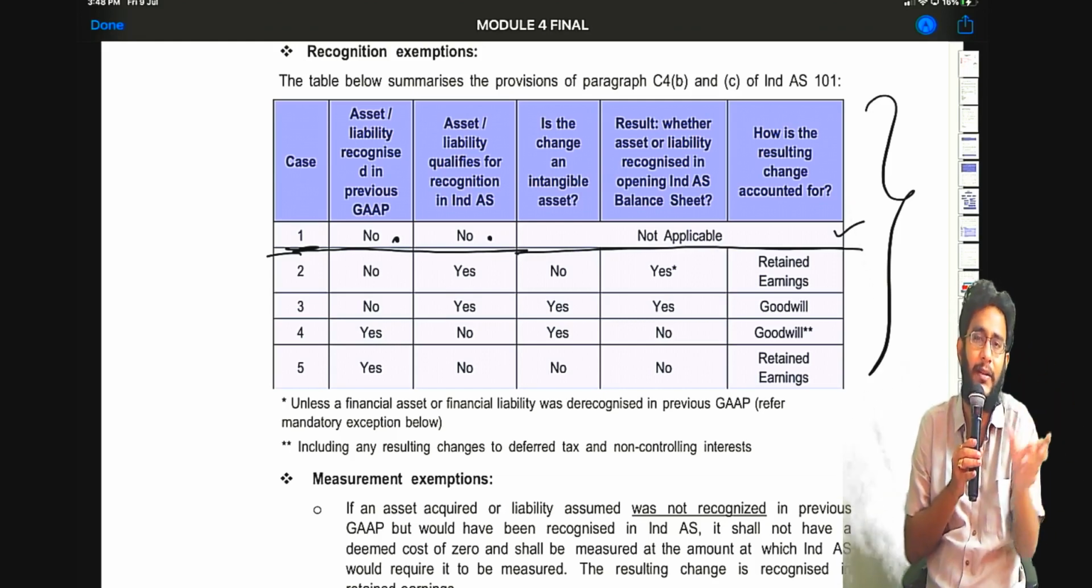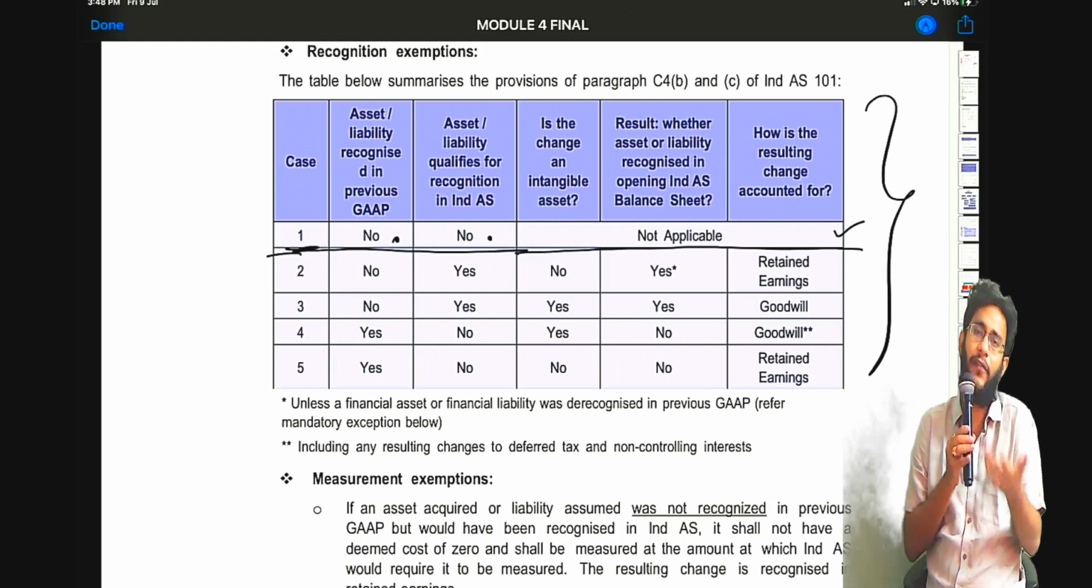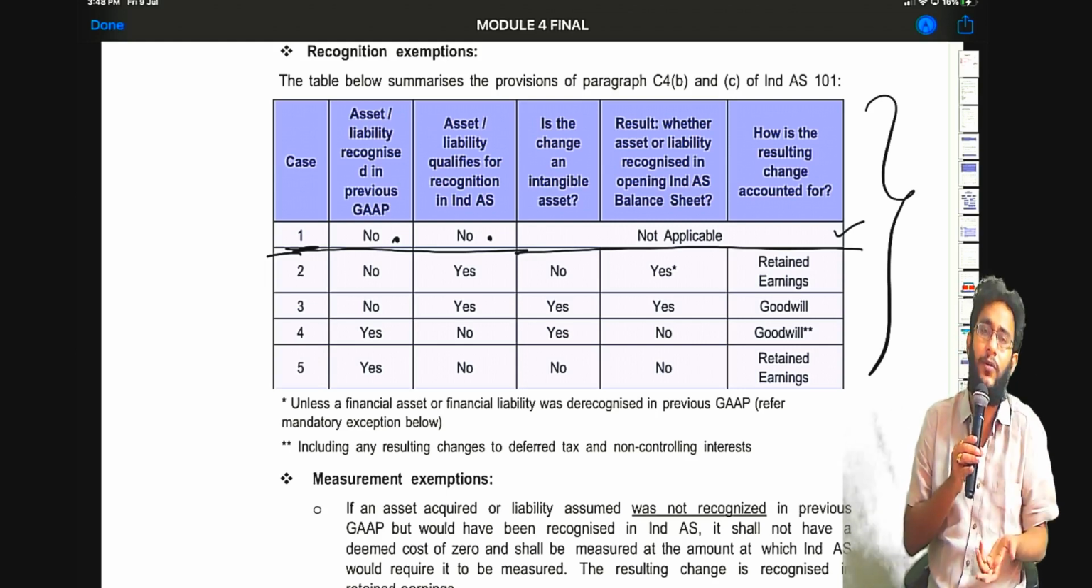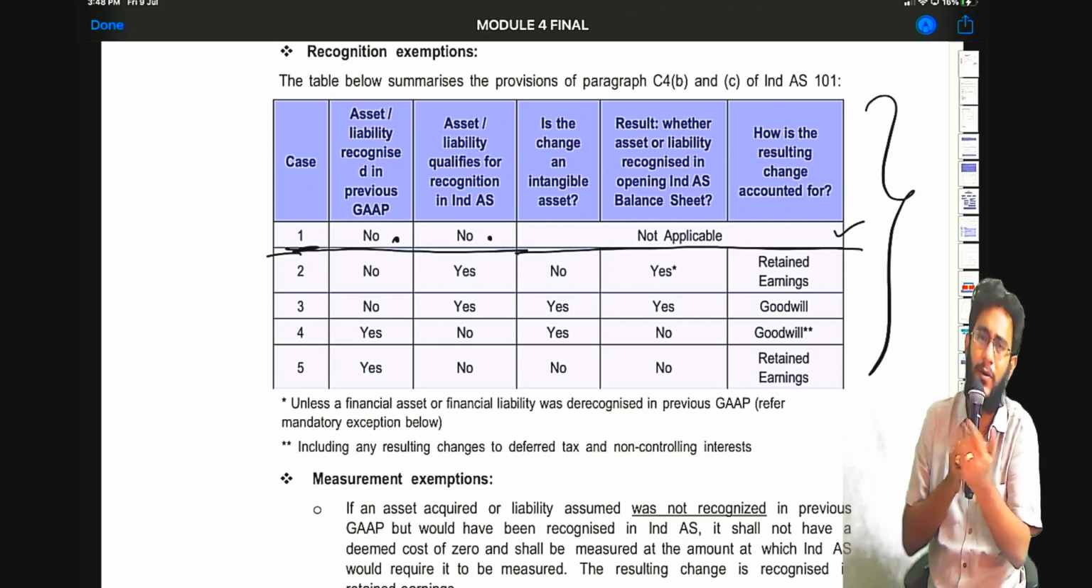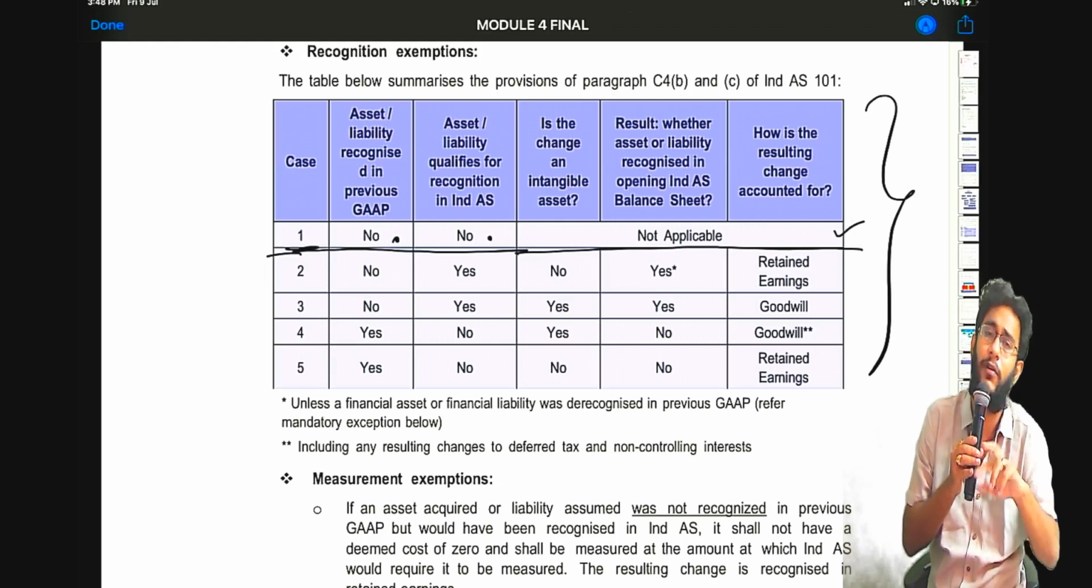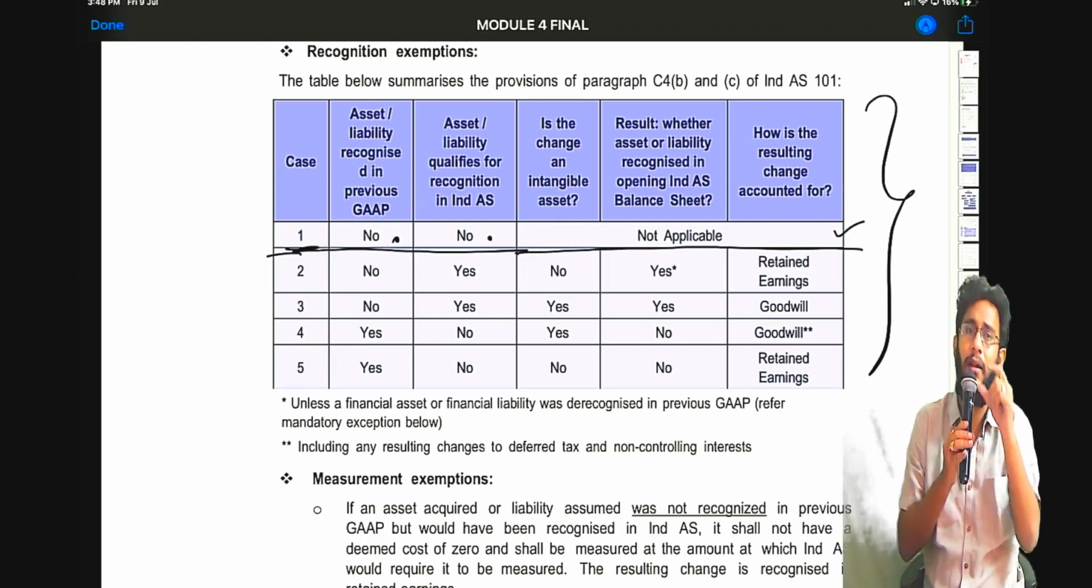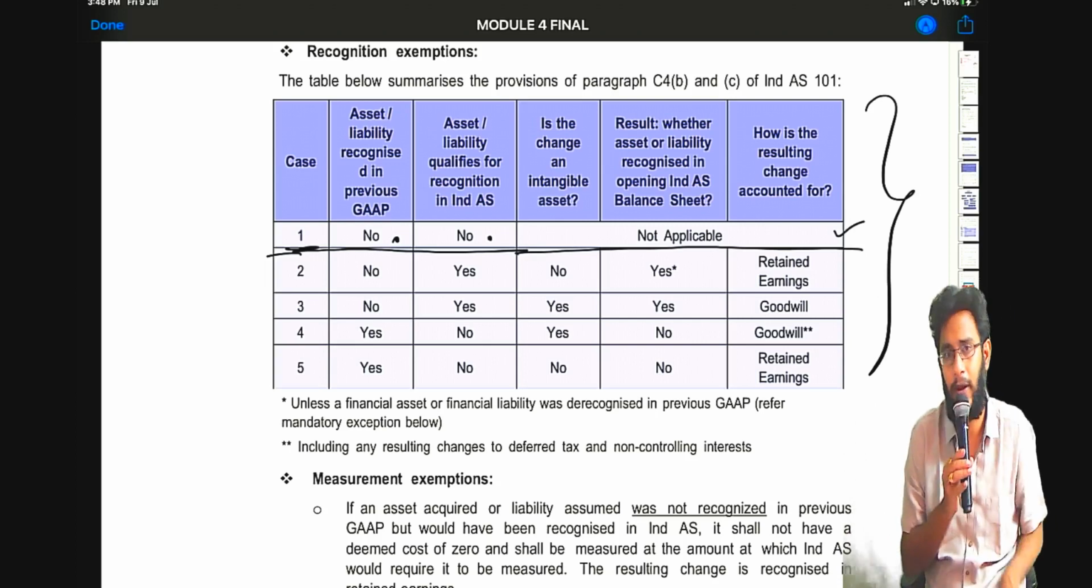Asset is a debit balance. Where will you give the credit? Or if I ask you to create a liability today, in respect of some acquisition in the past, where will you give the corresponding debit? That discussion is happening in this table now.